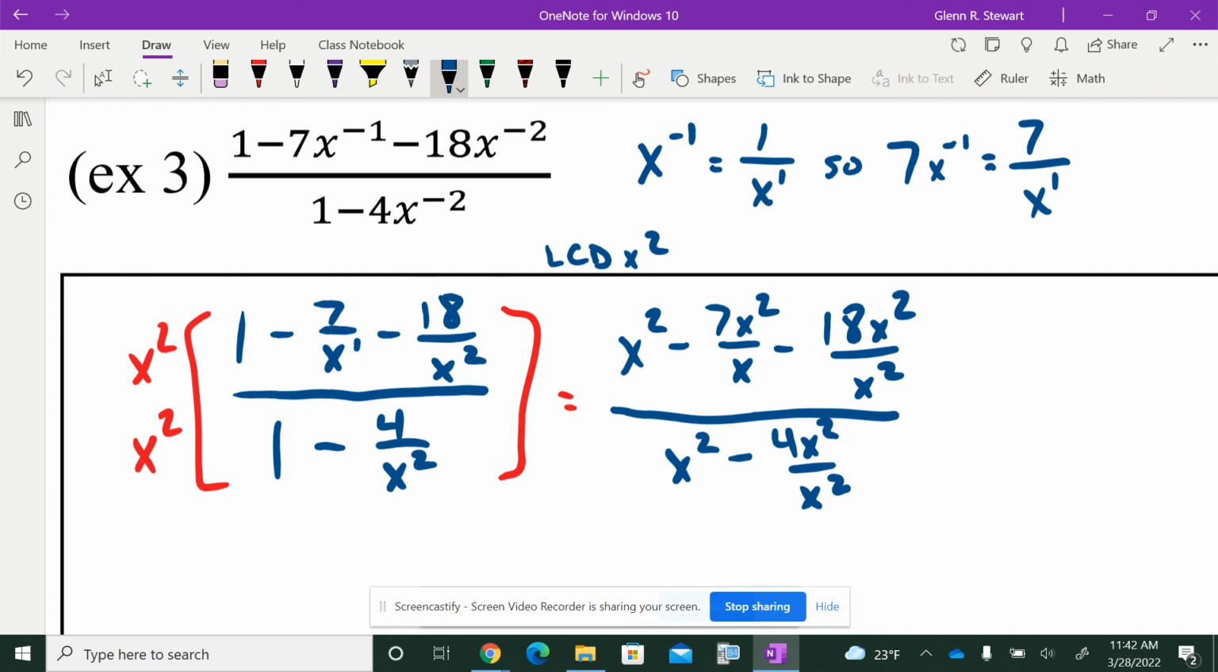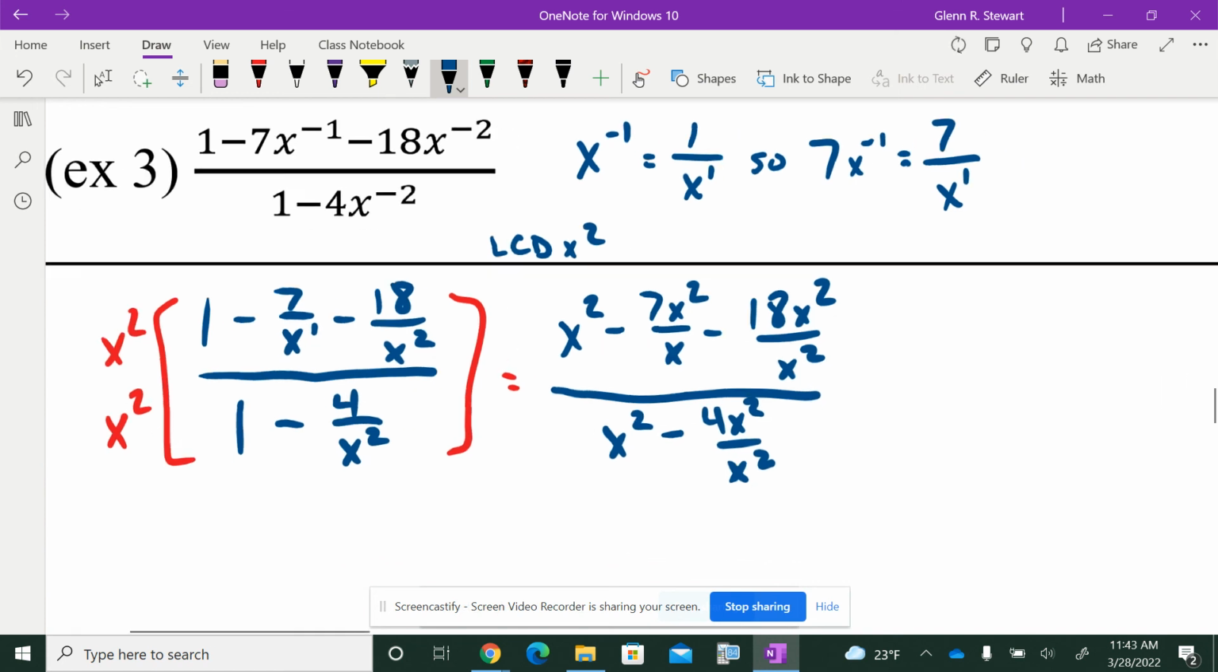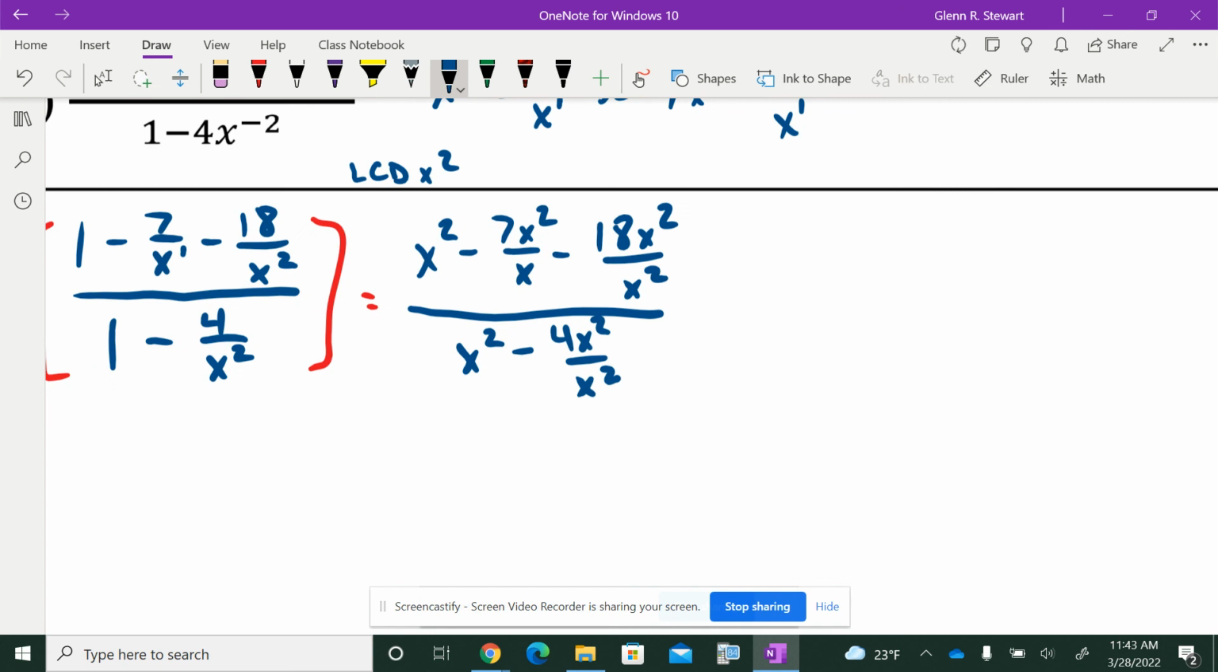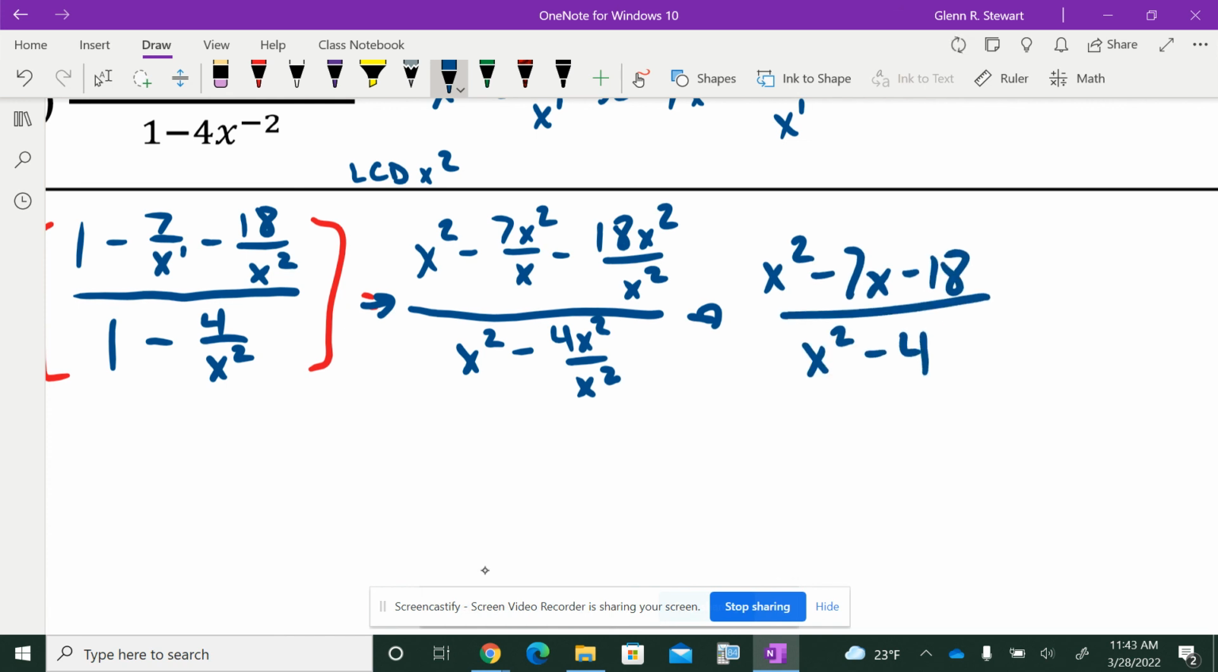Now, some of you will probably not necessarily have to do that step. You might be able to do some of it in your head. Like, oh, x squared over x, that's just x, or x squared over x squared. I'm just going to leave the 18. But that's kind of like the step in between. So now we can simplify. So this becomes x squared minus 7x minus 18 over x squared minus 4. I guess I should make that 7 so it doesn't look like a 1.